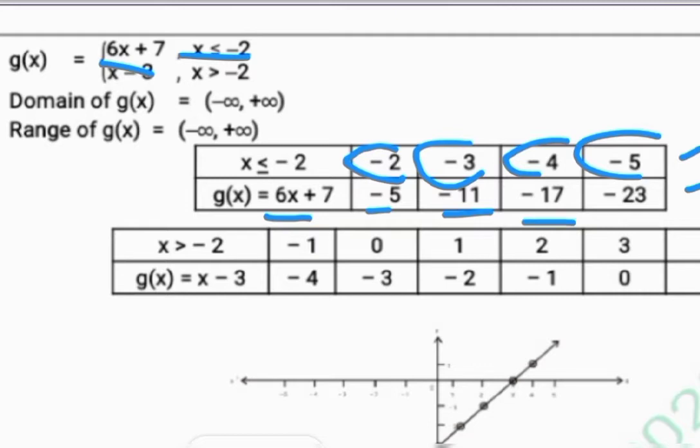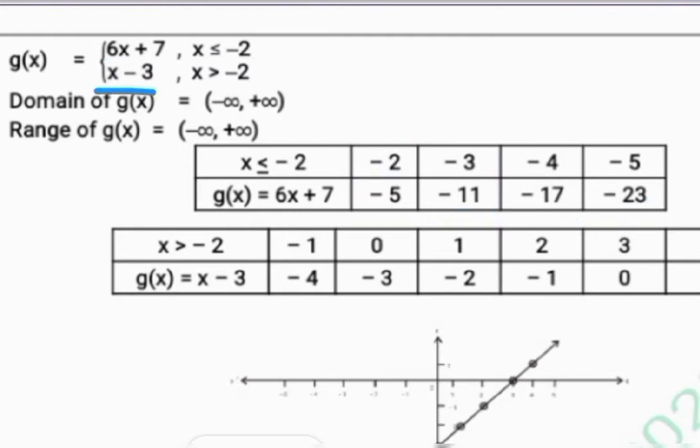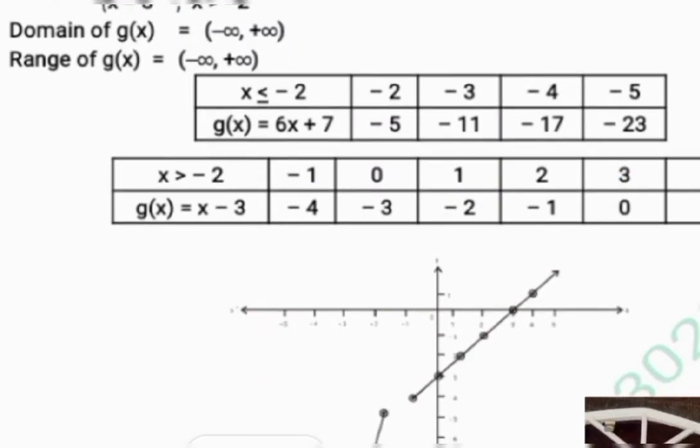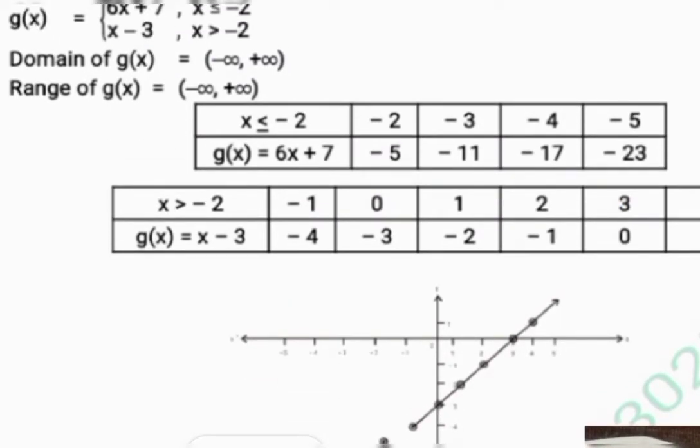If we put -4, the answer will be -17. If we put -5, the answer will be -23. And this is the function for x greater than -2, and greater than -2 means -1, 0, 1, 2, 3. You can put as many values as you can. If you take as many values, you will get a brief answer of domain and range, and you will get a brief graph of this function.